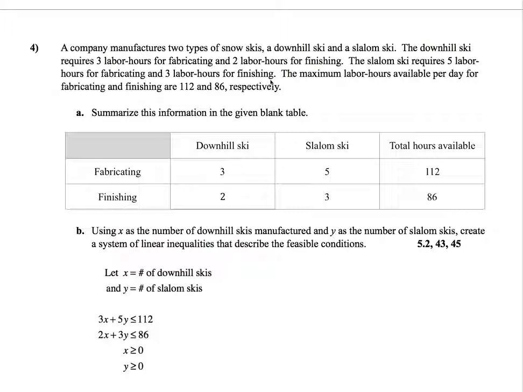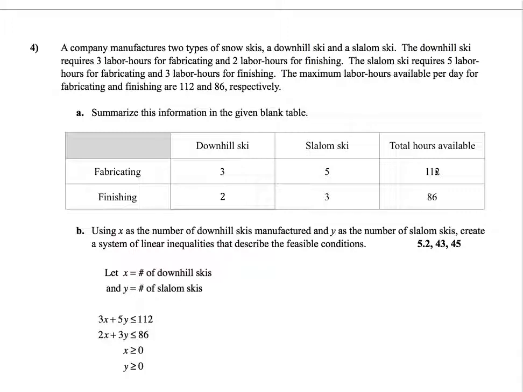That just means it takes them 5 labor hours to make a slalom ski unfinished, and then the finishing department takes this amount of time. And we're asked to summarize that information in a table.